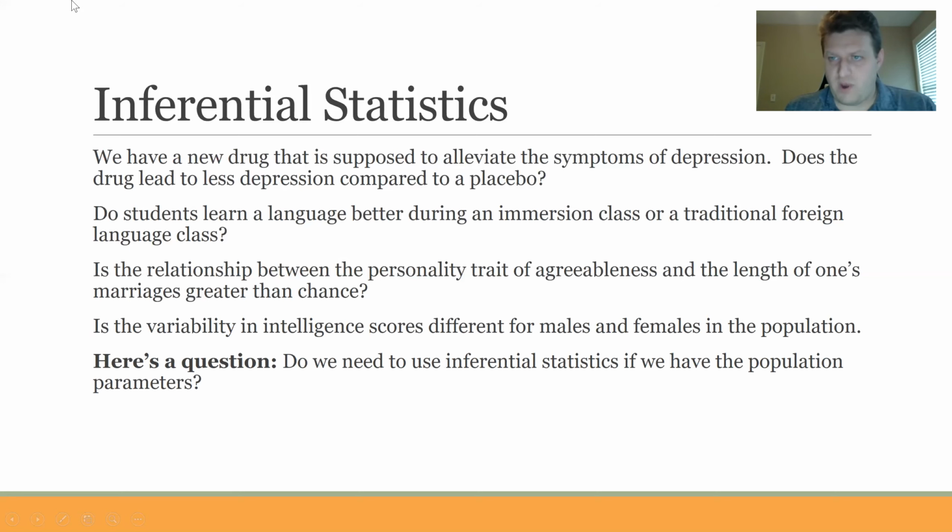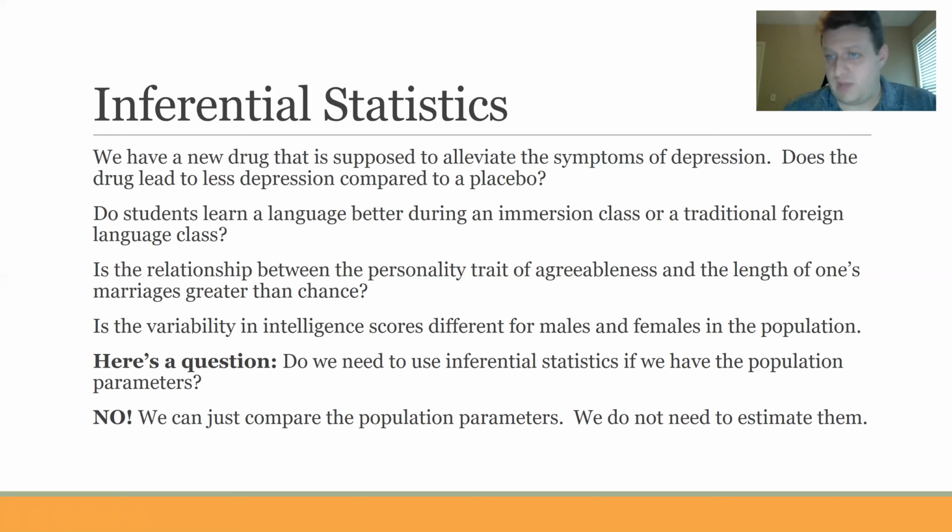So here's an important question. If we have the population parameters, do we need inferential statistics? And the answer is no, we don't need it. If we know what the population means are, we don't need to do any statistics. We can just compare the population means. If the population mean for all UGA students on that psychology test is 100, and for UNG students it's 120, we don't need to do any inferential statistics to say which school does a better job at teaching psychology or which school has smarter students in psychology.